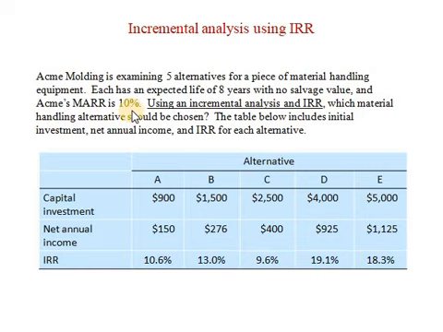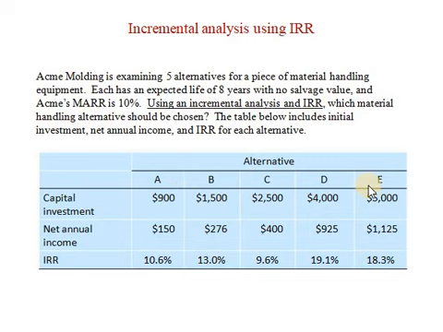Now C is 9.6%. It is less than the MAR. So it doesn't get me the rate of return that I request. So from the beginning, I drop it from the comparison. I do not compare it with the rest. D is 19.1, greater than 10. E, 18.3, greater than 10. So here I will only have 4 options, A, B, D, and E.